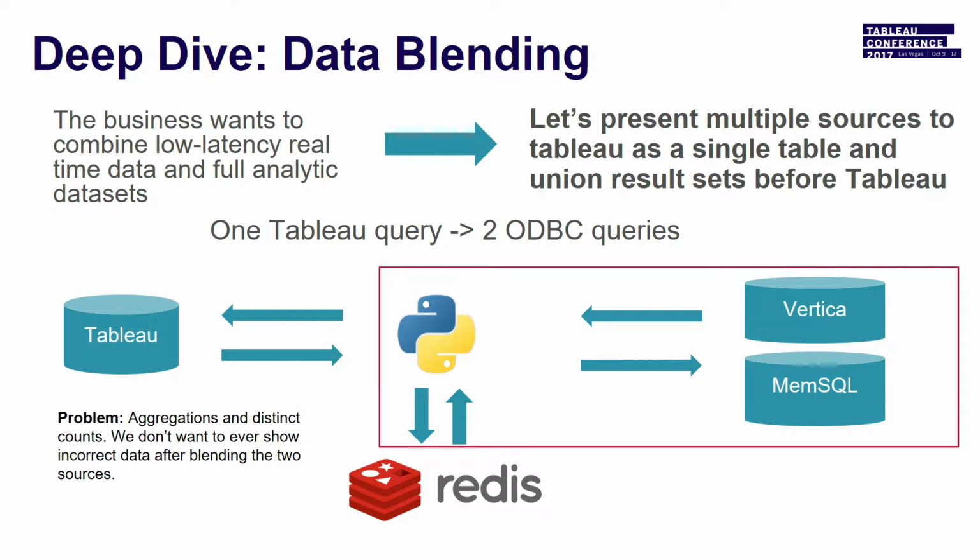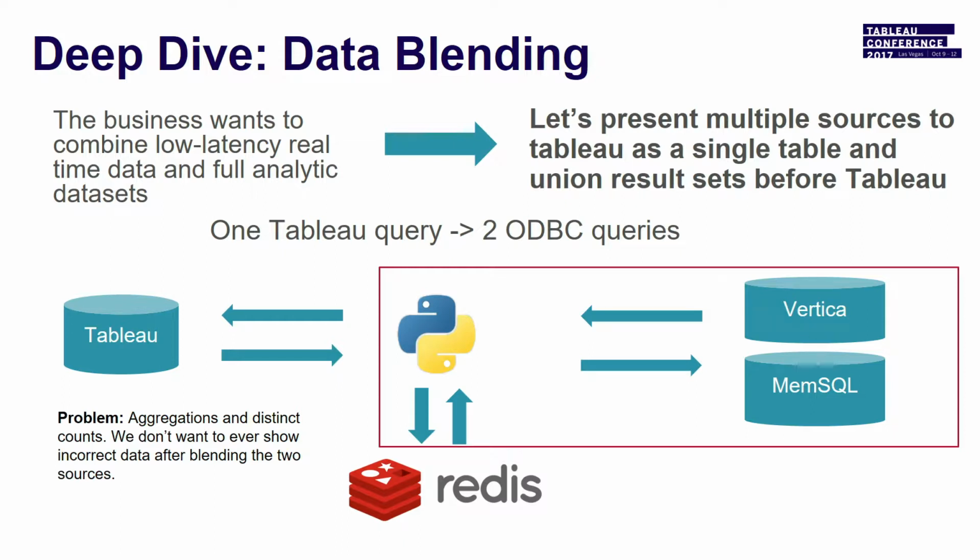So the second thing this lets us do is arbitrarily combine data from different sources before it even gets to Tableau. So this is where the MemSQL and Vertica integration really happens. So we tell Tableau, hey, we have a single data source, this one table that you can connect to. When Tableau queries that, we actually run that query versus these two databases, concatenate the results, send it back to Tableau.